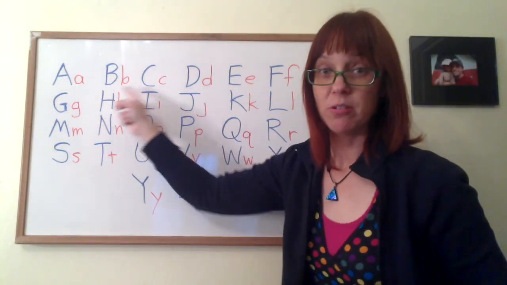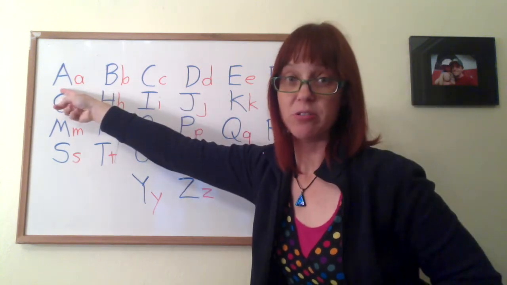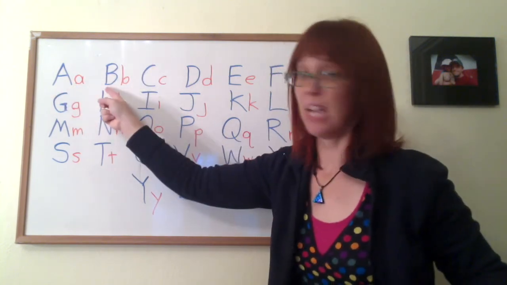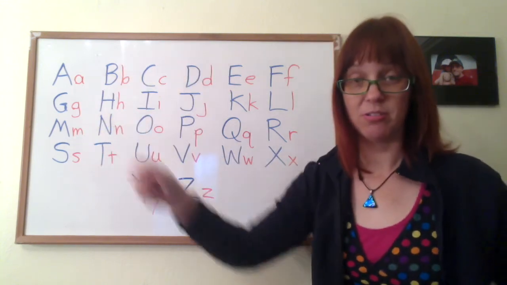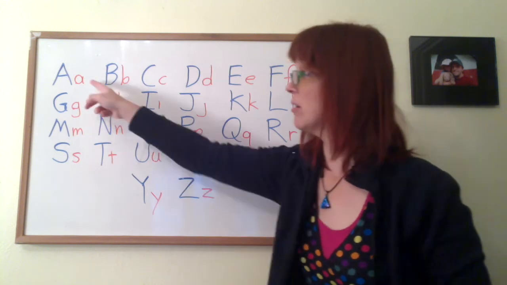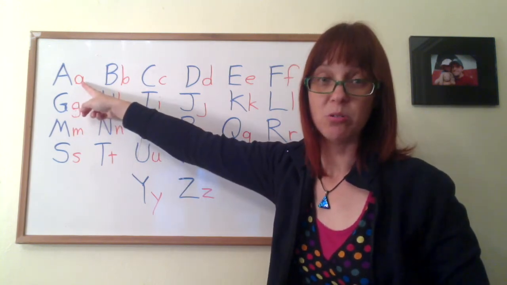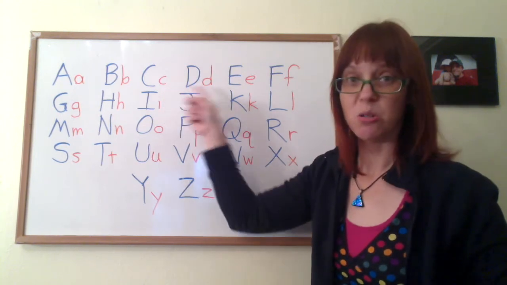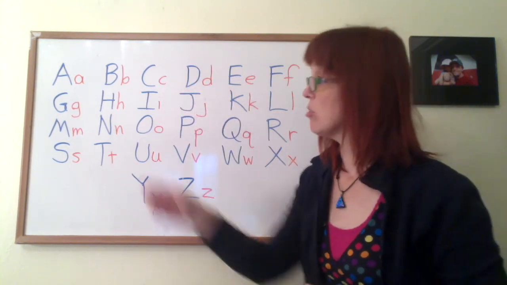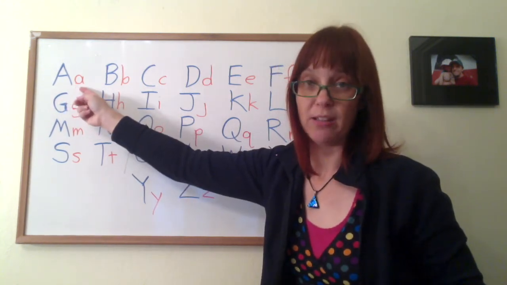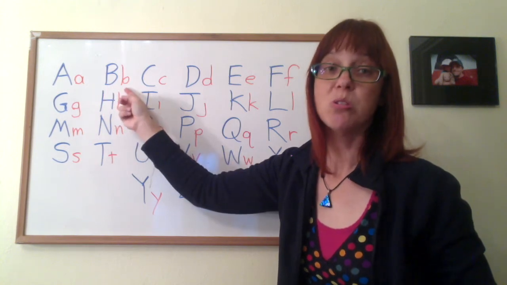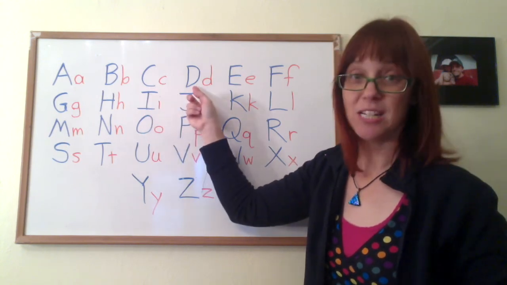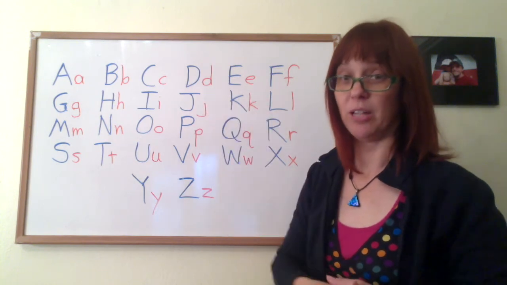These blue letters, they are capital letters. Capital A, capital B, capital C. Big A, big B, big C. Capital letters. The red letters are small letters. Small A, small B, small is little. Small c, small d. So we have capital A, small a. Capital B, small b. Capital C, small c. Capital D, small d. Okay.